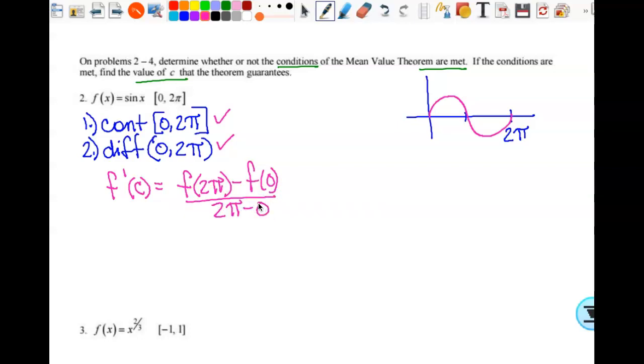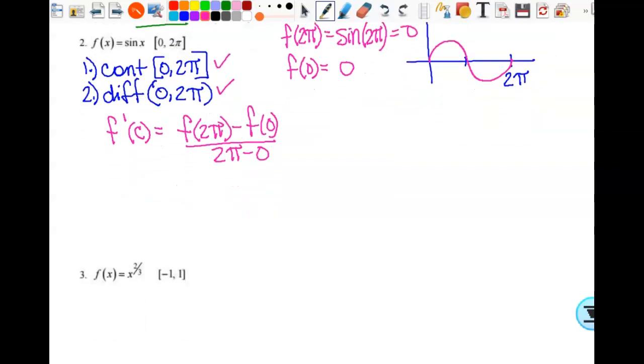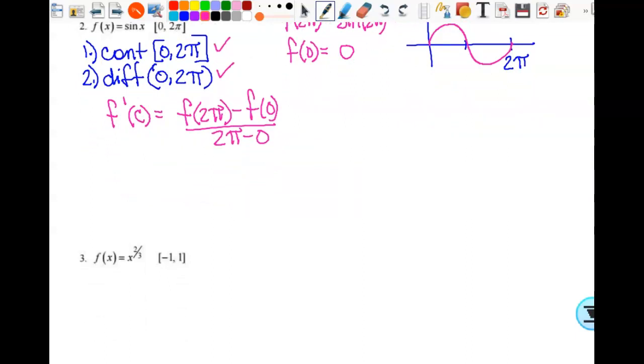Okay, so then we need to find f of 2 pi. That is the sine of 2 pi. And what is that? 0. Even if you're not sure and the graph makes more sense, look, at 2 pi we're at 0. It's 0. And then f of 0 is what? 0. Make sense? Okay, so you can use the graph to help you if that makes more sense than the units or whatever. So this is going to give me 0 minus 0 over 2 pi. So what is that? No, because this gives me 0 minus 0 over 2 pi. So it's just 0.